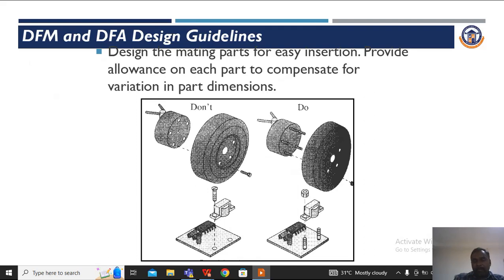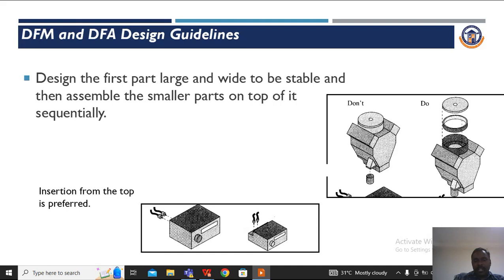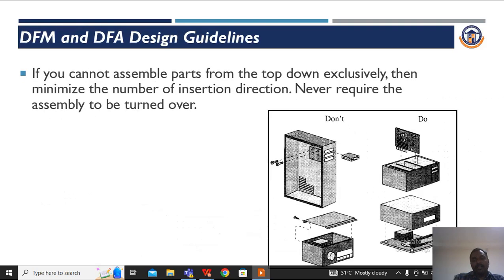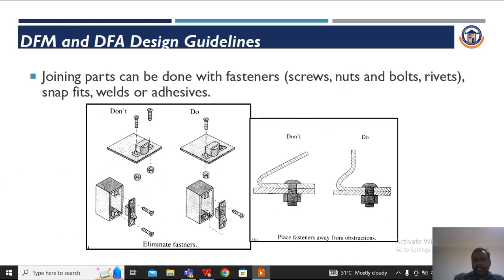We have to give some provision for inserting components. And then in this design, the first part is larger, and the second part will be smaller when compared to the other parts. And every insertion has to be from the top, not from the side or from the bottom, because it will take time to identify where the insertion area is. And then there are some other guidelines for joining the components. These are some of the examples.